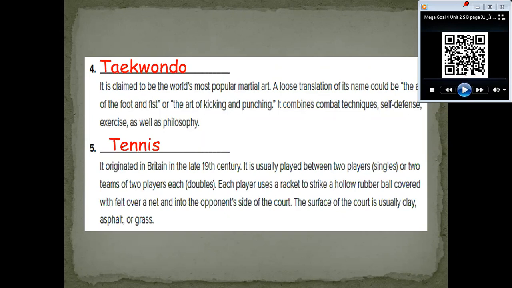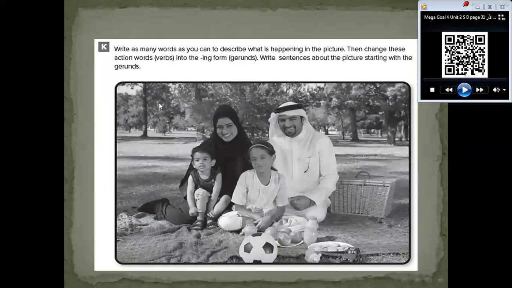Okay, my dear students, now let's go to another exercise. It's on page number 17. I want you to write as many words as you can to describe what is happening in the picture. Then change these action verbs into the ing form, gerunds. Write sentences about the picture starting with the gerunds. As I told you before, we can use the gerund, the verb ing, to start a sentence, and the gerund here is a subject. So I want you to fill in the chart under the picture after looking at this picture carefully, then write some sentences related to this picture.